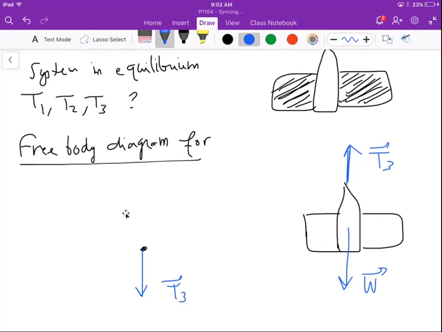So we basically have this is T1, this is T2, and this is T3. Okay, so let's apply Newton's second law.